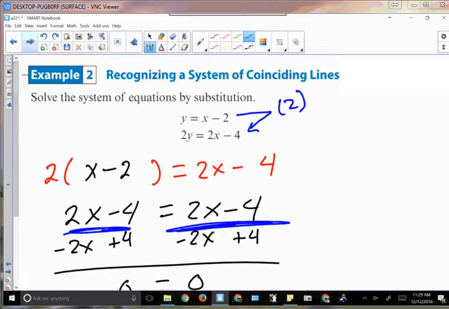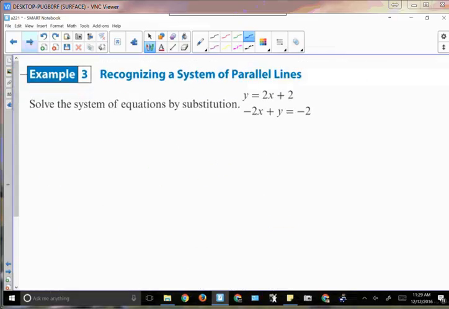So let's try this one. Parallel lines. I'm going to do the exact same thing. Again, they said that y was equal to this. So I'm going to take the other equation, which is negative 2x plus whatever y is equal to negative 2. I'm going to put in what y was. y was that, so I'm going to put in 2x plus 2.